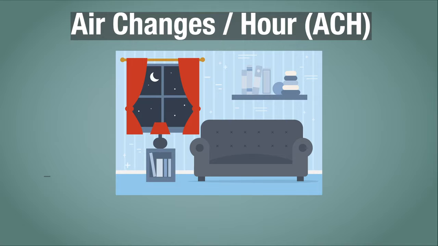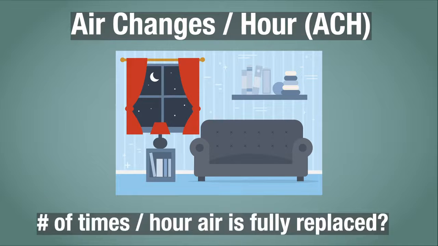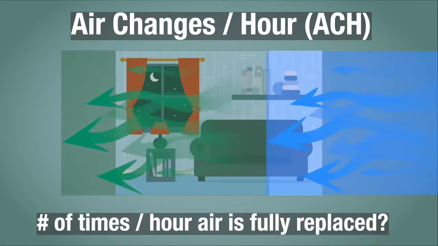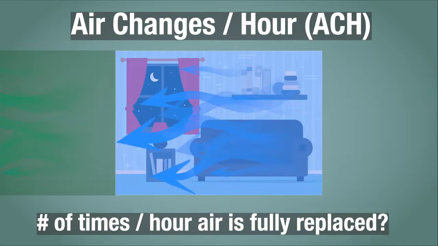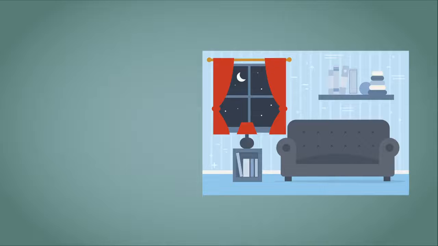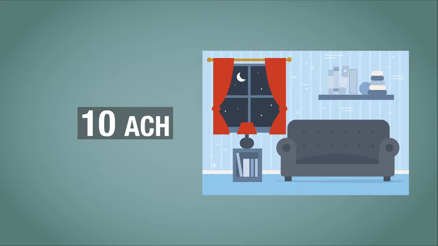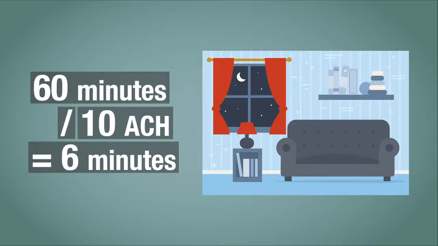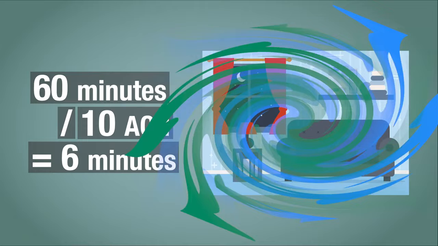People typically think of this as the number of times per hour that the air in the room is fully replaced with clean air. But that's not how it works. If your room has 10 air changes per hour, that means that every 6 minutes, an amount of fresh air equal to the volume of your room has come in through your vent. But the second that fresh air enters the room, it starts mixing with the dirty air, and so what leaves the room is a diluted mixture.